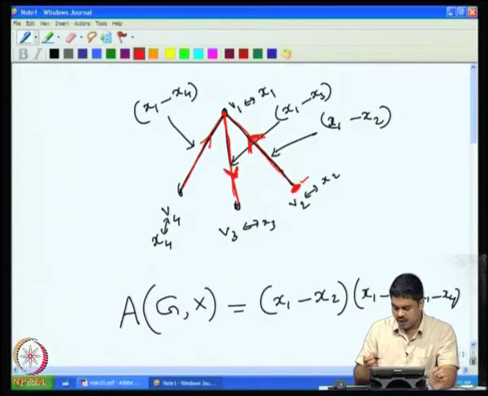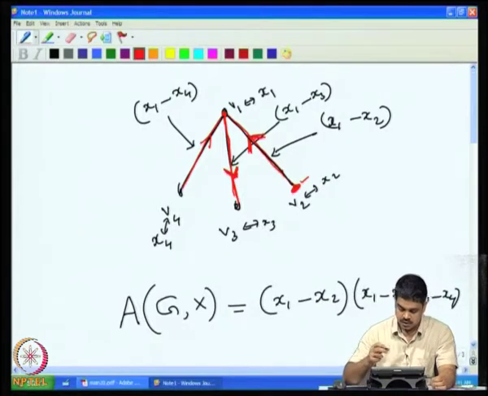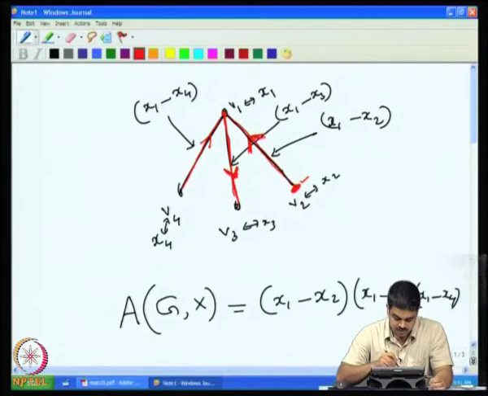Now, how will we interpret the degree of a vertex? For instance, here we see that the out degree is 1. So, that means x1 has occurred just once in that term. Here we see that the out degree of this vertex is 1. So, that means x2 has occurred just once. Similarly, here the out degree is 1.